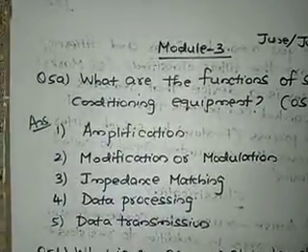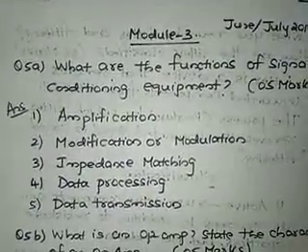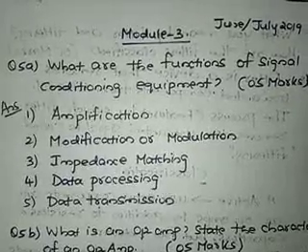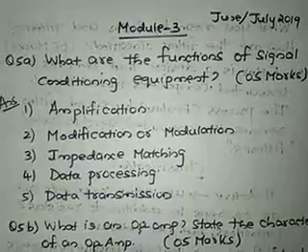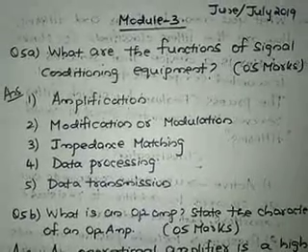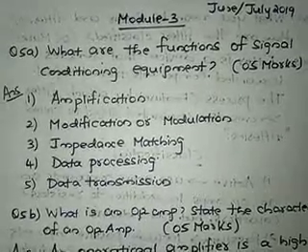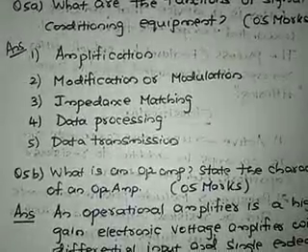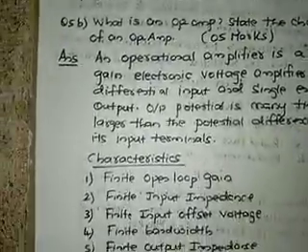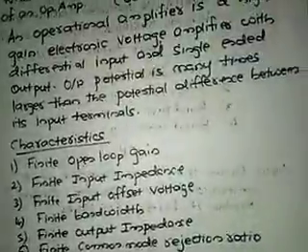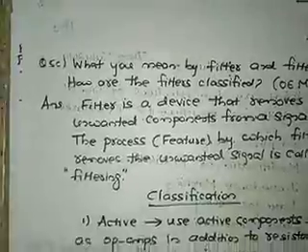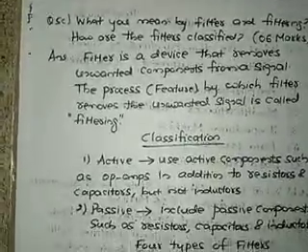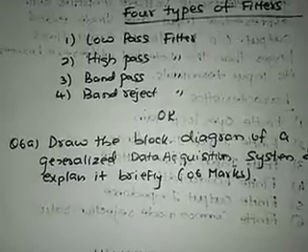So students, in today's session we have covered a few topics in module 3 in the form of solving the questions which have appeared in the examination. The first question was, what are the functions of signal conditioning equipment? We have seen the functions. Then later we saw op-amp, different characteristics of op-amp. Then about filters, what is filtering, classification of filters. Then block diagram of a generalized data acquisition system and its explanation.